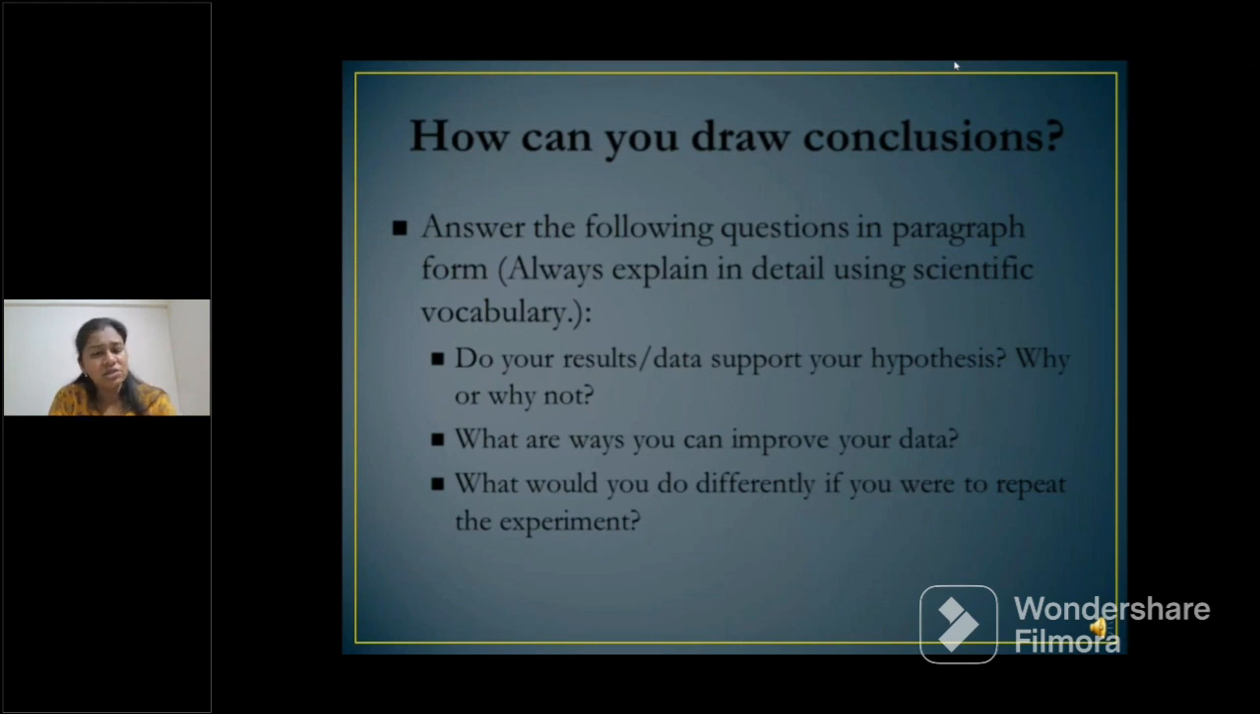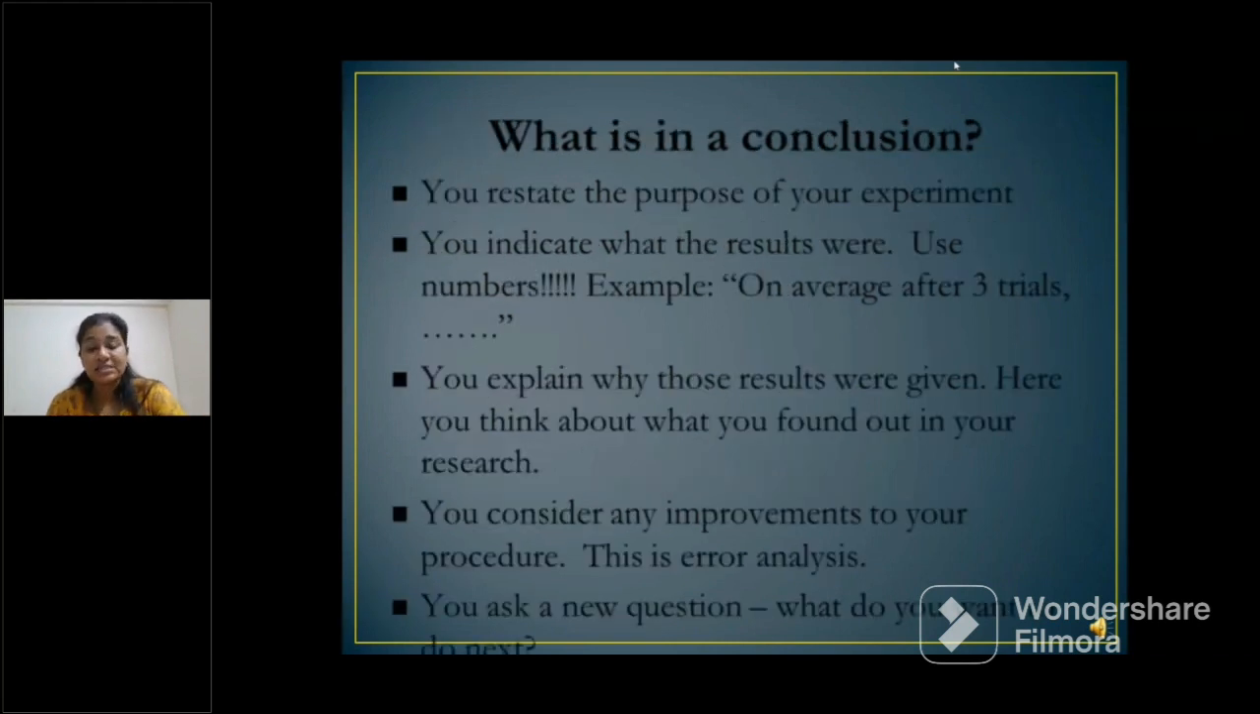Next, these are some questions which can be asked to the researcher. It can be self-reflection questions. What are the different ways you can improvise on your data? What would you do differently if you have to repeat the experiment? So there has to be a small spike change. That is how we discuss.